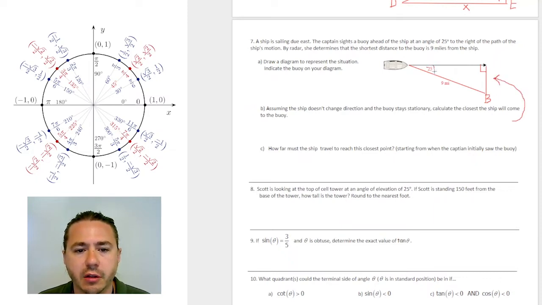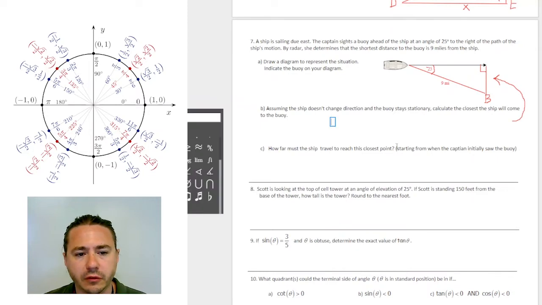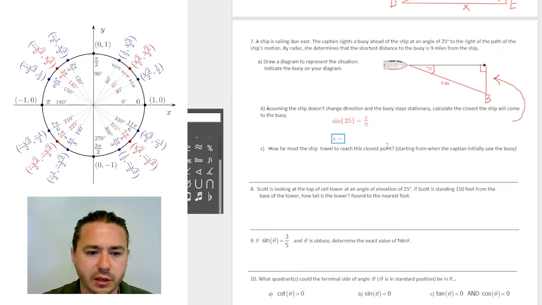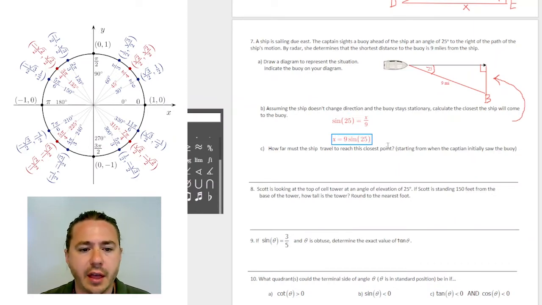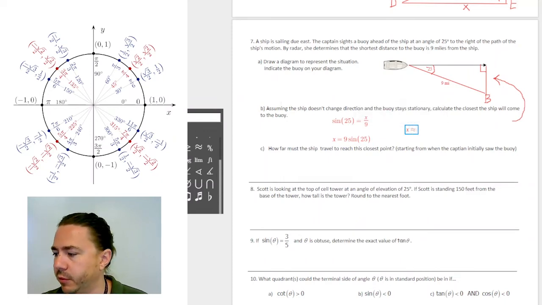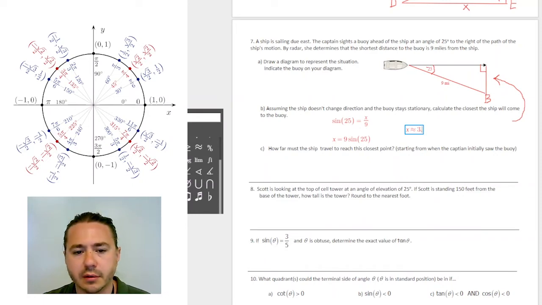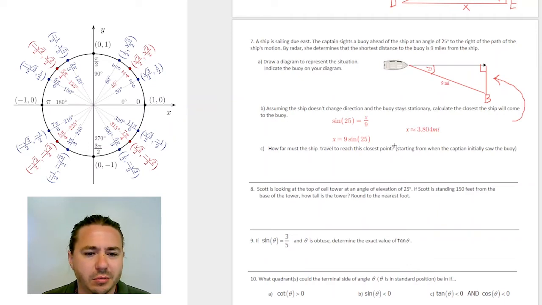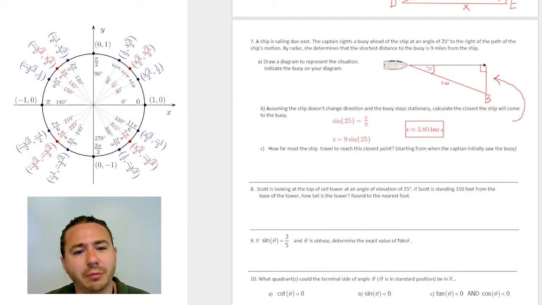Okay, so if this is the angle in question, this 25 degrees, and I'm looking for the opposite side and I know the hypotenuse, I'm going to use sine. So I'm going to say sine of 25 degrees equals x over 9. We'll solve this by multiplying by 9 on both sides. So x will equal 9 times the sine of 25. We could put that in the calculator and get approximately 3.804 miles. So not really that close. 3 miles, that seems like pretty far.